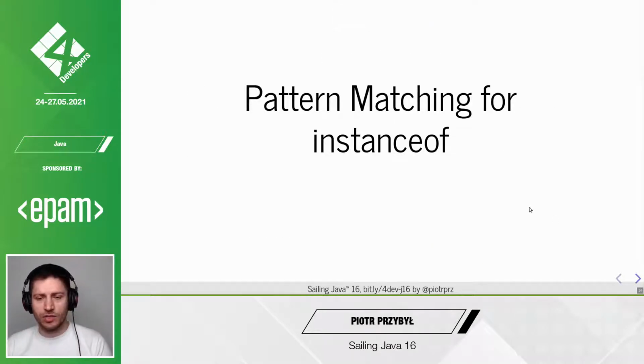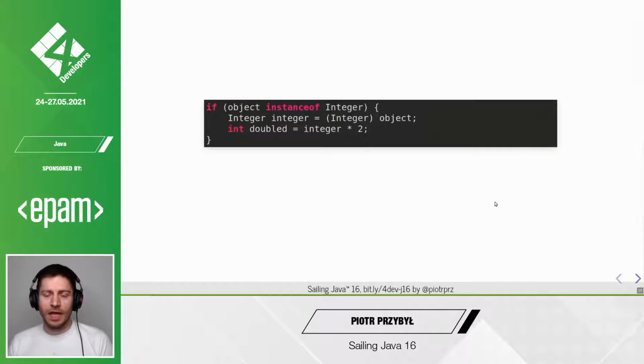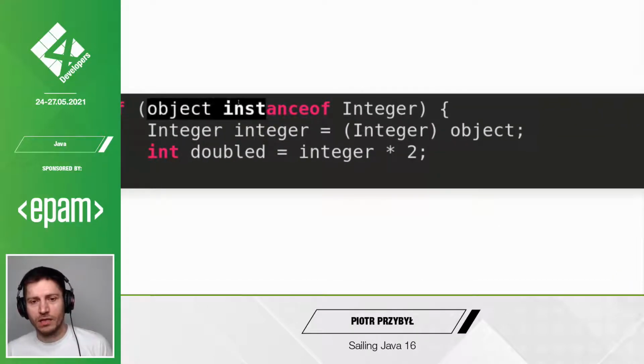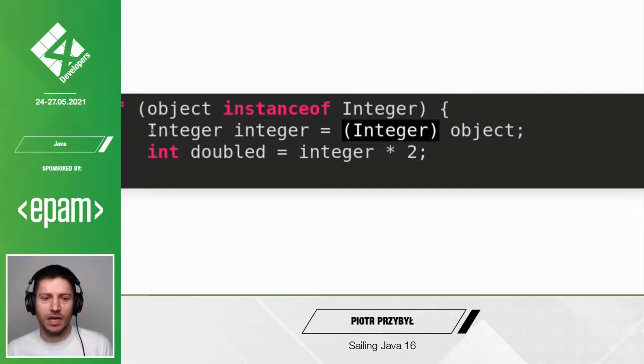Okay, let's go then to pattern matching for instanceof. It was introduced in JEP 394, and this is the code we all know, I believe. First, we want to see if this object is an integer, and if it's an integer, then we want to create an alias, right? And then we need to cast it here, and then we create this alias, and you can see integer, integer, integer, and it's pretty ceremonial code.